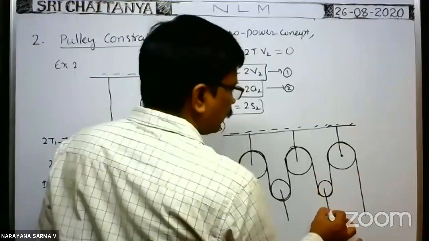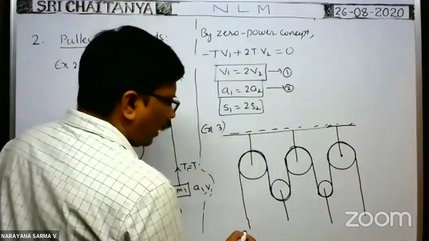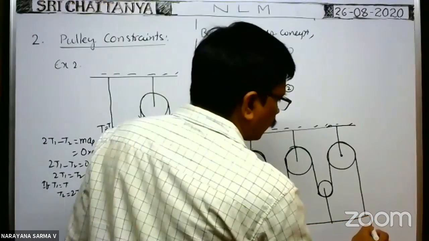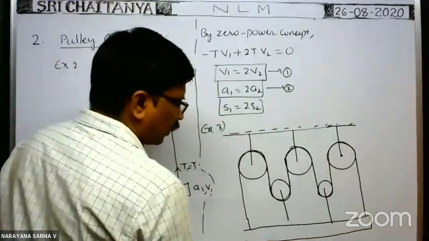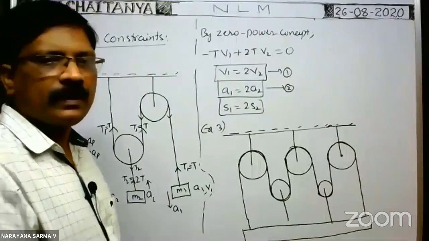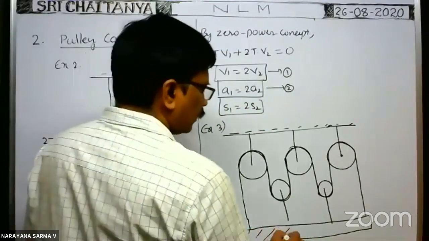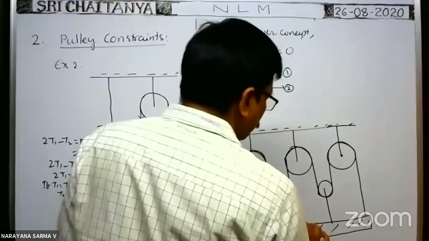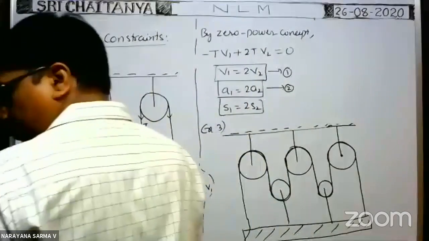This pulley is also connected to string. Now all these lower ends of the strings are joined to a horizontal block. A horizontal block. This is the block, a block of mass capital.